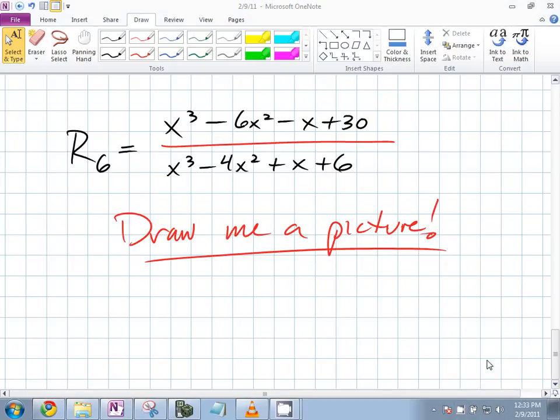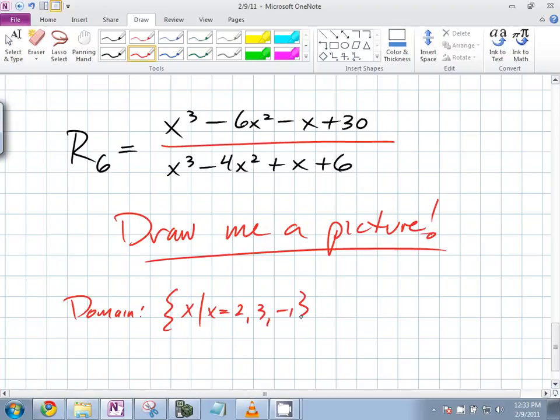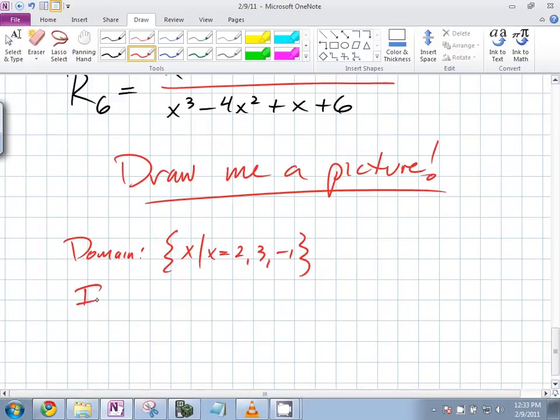Domain, Ethan Goss. Two, 3, or -1. Agree or disagree, everybody? Agree. Agree. Intercepts. Jessica Brown. 0, 5, 0, 3, 5, 0, -2. And what? 0, -2.